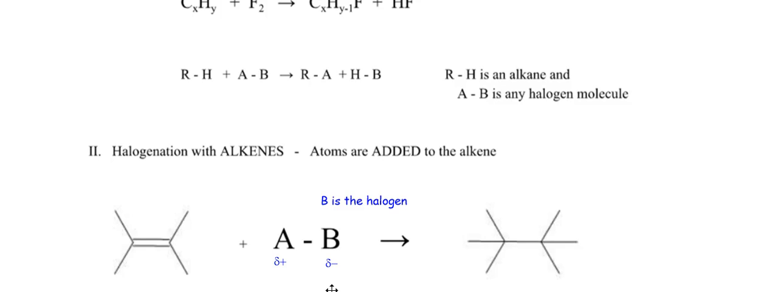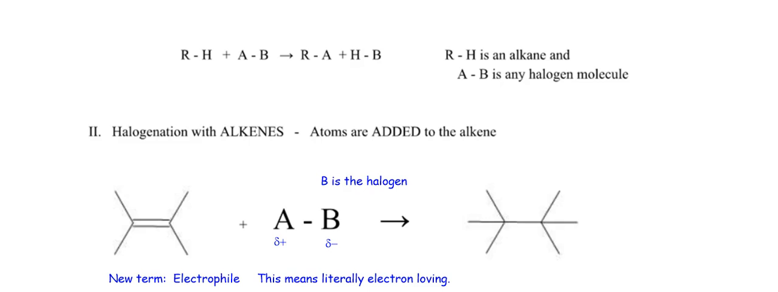Okay, so now I have a partially positive A, and we're going to teach you a new term that you're going to get to know. It's called an electrophile. That Greek root, philios, means loving. Philadelphia literally means the city of brotherly love. So what is an electrophile? It is a species that literally loves electrons, electron loving. Which one of these two is now electron loving? It's going to be A, because it's partially positive and opposites attract.